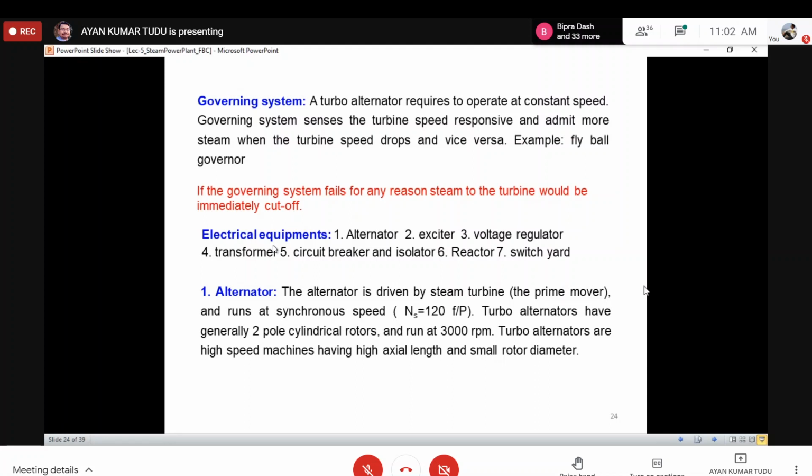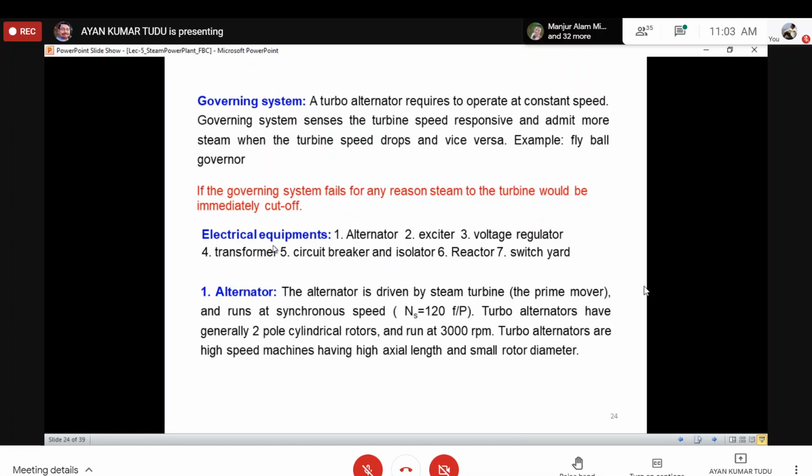Then we have the electrical equipments. So what are the electrical equipments in a typical power plant? Most of these electrical equipments are actually in the switch yard of a typical power station. So what are the equipments? Apart from the transformers, we have the circuit breaker, isolator, and reactor, all present in the switch yard. The switch yard is another part, but it doesn't come under electrical equipments; rather, it is the place where all these equipments are placed.